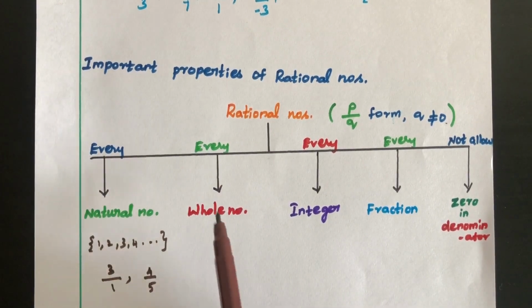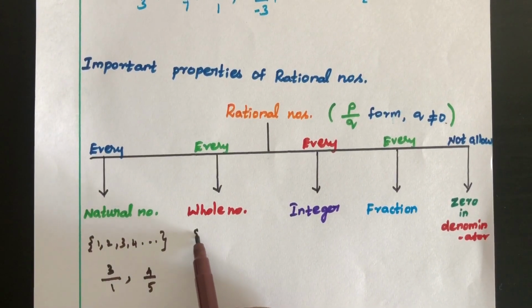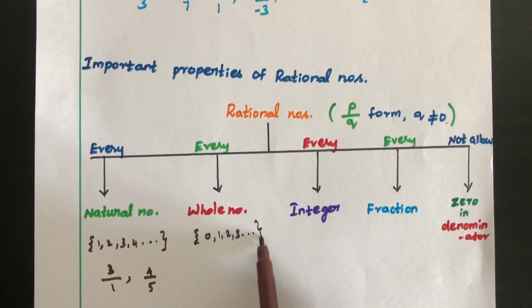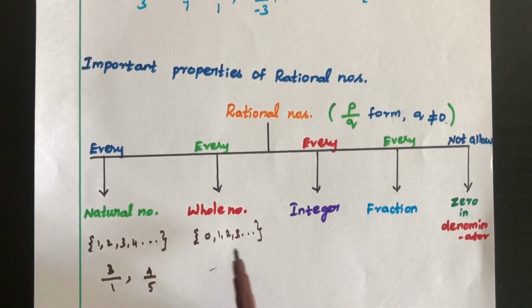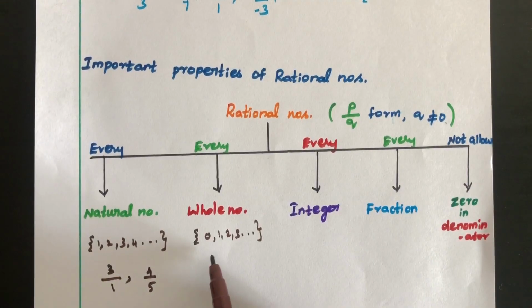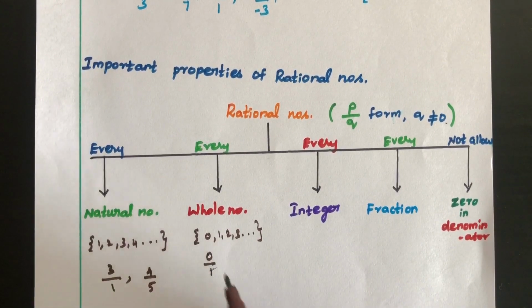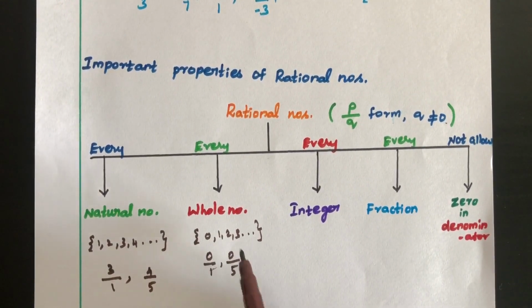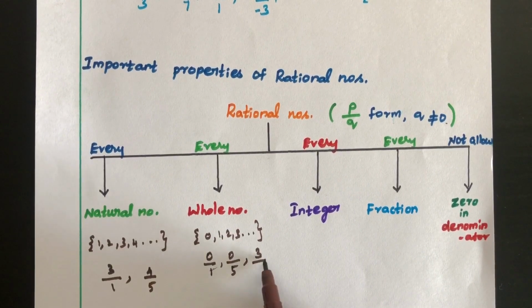Similarly, every whole number is a rational number. What are whole numbers? Just include 0 in the natural number set. That's all. 0, 1, 2, 3 and so on. It will go like this. So all the numbers are rational numbers. See, there is a concept. Q, the denominator, should not be equal to 0. See here, even 0 is a rational number. How? 0 by 1 is a rational number. 0 by any number is a rational number, right? So 0 is also a rational number. 3 by 5, anything we can do.